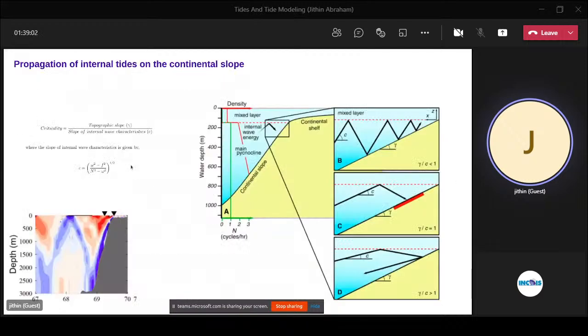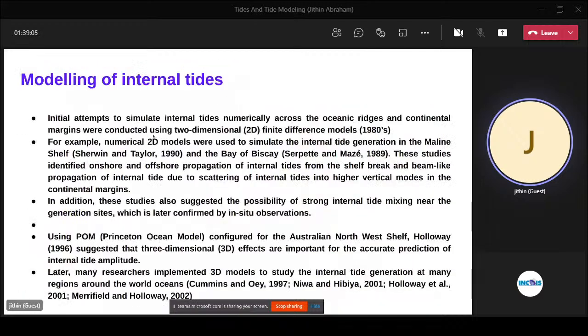So there were many modeling attempts initially to study the internal tides numerically. Most of the initial attempts studied internal tides across oceanic ridges and continental margins using 2D models. A 2D model means only one horizontal direction, x and z, with realistic stratification and depth.